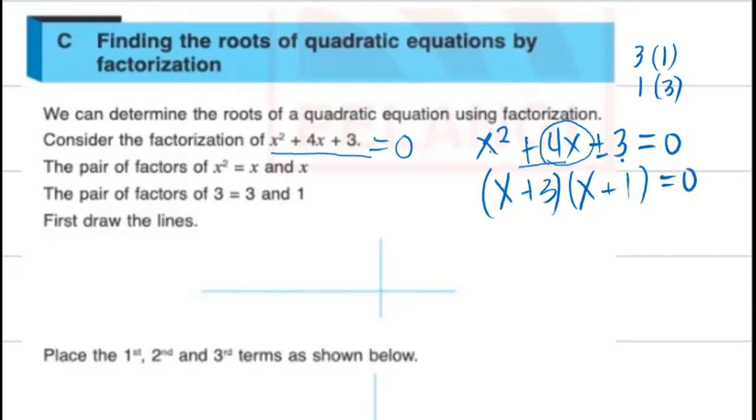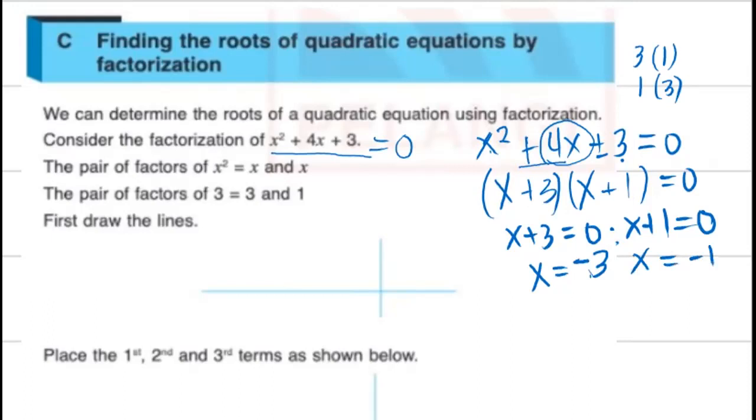What you're going to do next to find the roots is just equate these factors to 0. Your first factor is x plus 3 is equal to 0, and your second factor is x plus 1 is equal to 0. If x plus 3 is equal to 0, then x is equal to negative 3. And if x plus 1 is equal to 0, then x is equal to negative 1. Therefore, the roots are negative 3 and negative 1. This is how we find the roots of a quadratic equation by factorization.